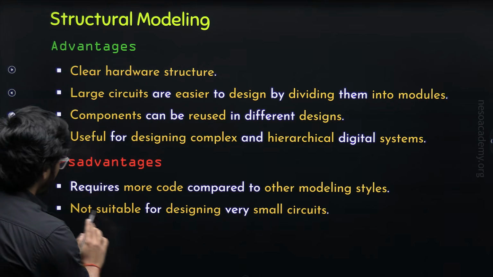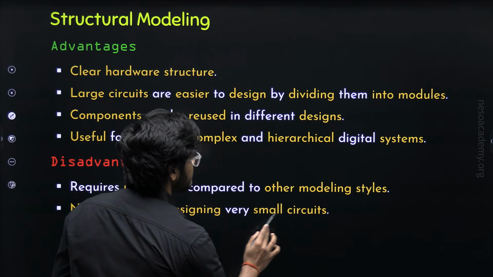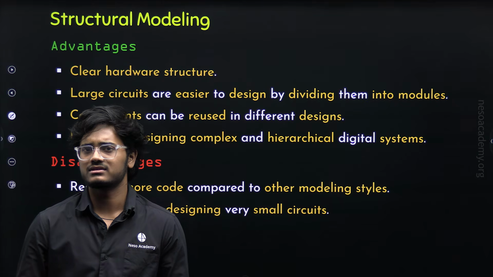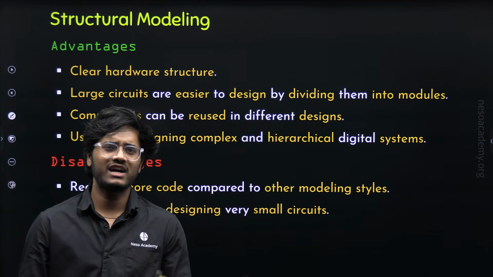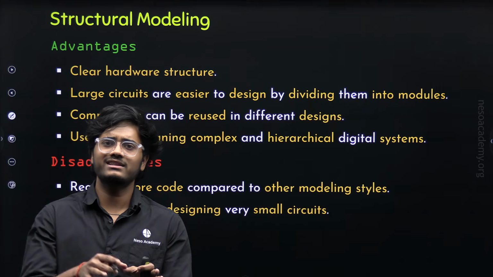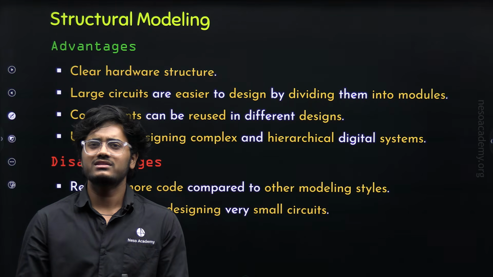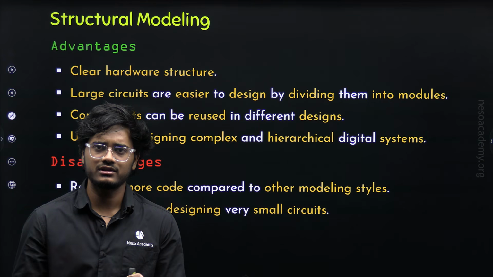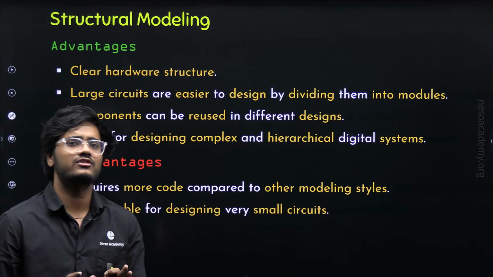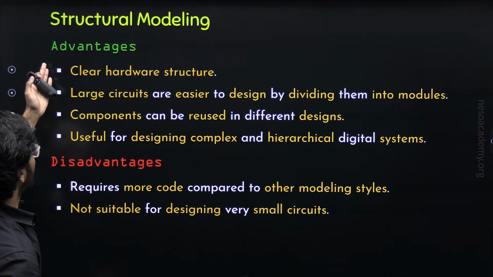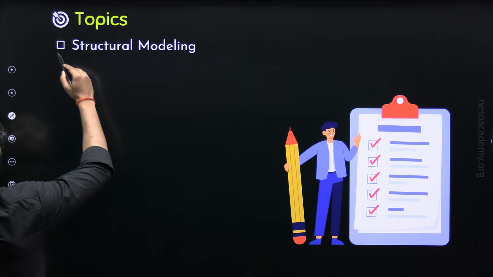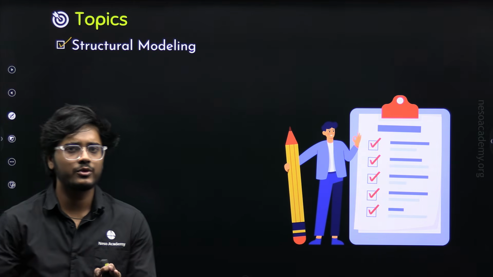Second disadvantage, it is not suitable for designing very small circuits. Structural modeling is not suitable for designing smaller circuits because in smaller circuits, we don't have multiple repeating components. So, we don't need to create multiple instances and then connect them together to create our circuit. We can simply use data flow modeling or behavioral modeling to design smaller circuits. So, these are the disadvantages of structural modeling. And I hope you understand the advantages and disadvantages of structural modeling. With that, we are done with this topic of structural modeling, and I hope you understand this.